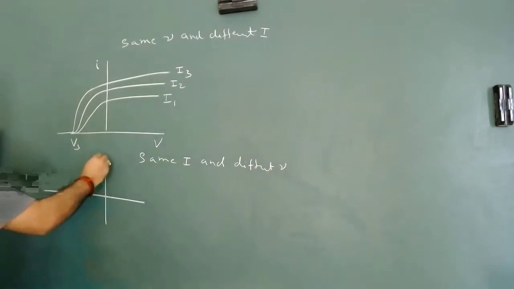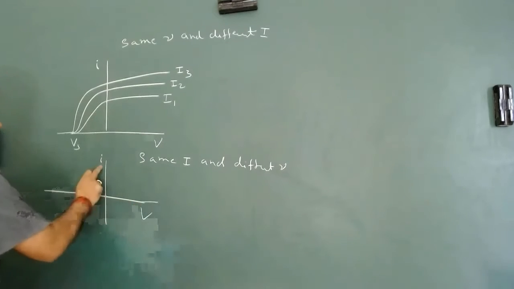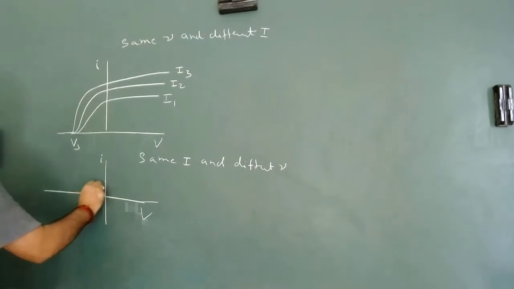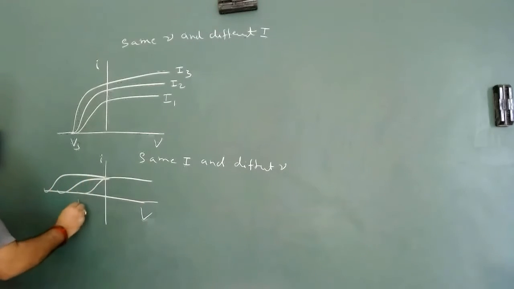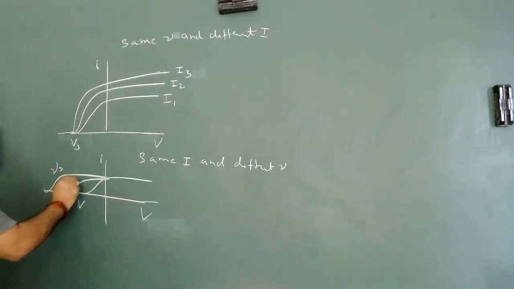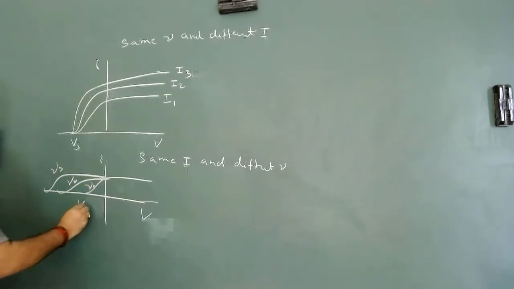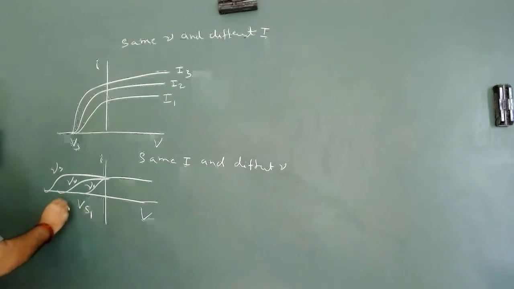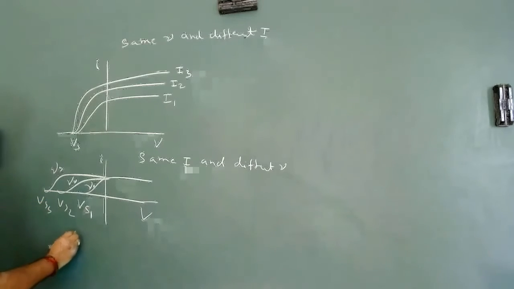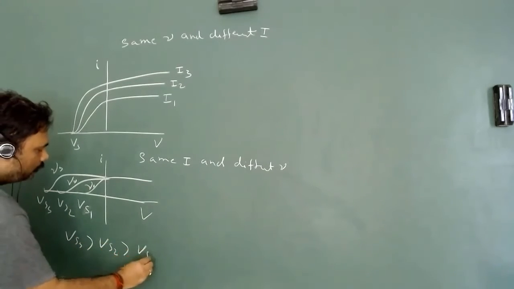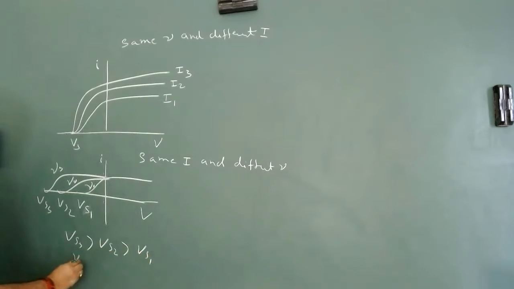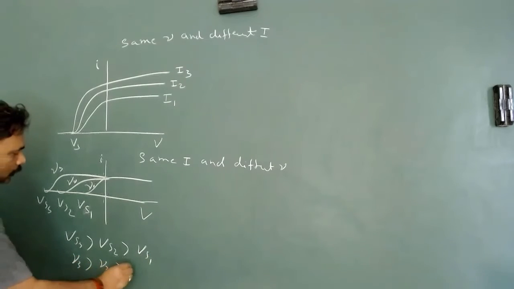But we have also seen that if we keep the same intensity and use different frequency, then this is again an IV curve. I is current, V is potential. So this curve looks something like this. Let's say this is nu3, this is nu2, this is nu1, and this is Vs1, Vs2, Vs3. We have also seen that Vs3 is greater than Vs2 is greater than Vs1 in terms of magnitude. So nu3 is also greater than nu2, which is greater than nu1.